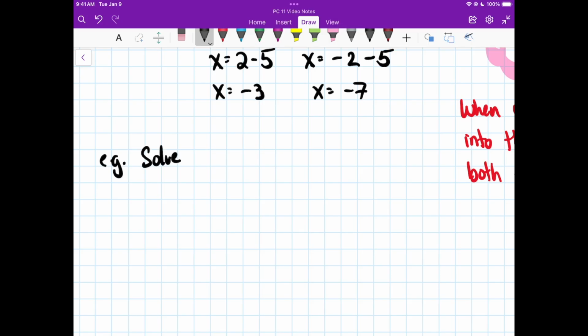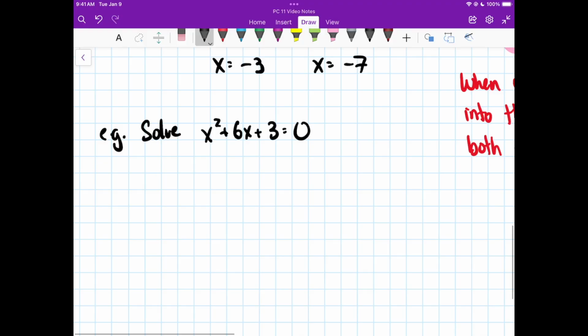So we're going to solve x squared plus 6x plus 3 equals 0. And so immediately this one looks like it's not quite as factorable, right? Finding something that multiplies to 3 and adds to 6 doesn't seem like something we're going to be able to do easily, which is why we do want this completing the square method. All right, so step 1, complete the square.